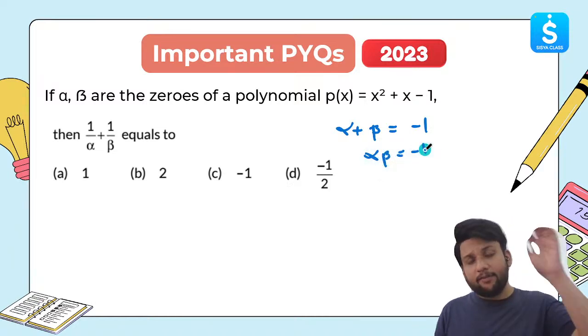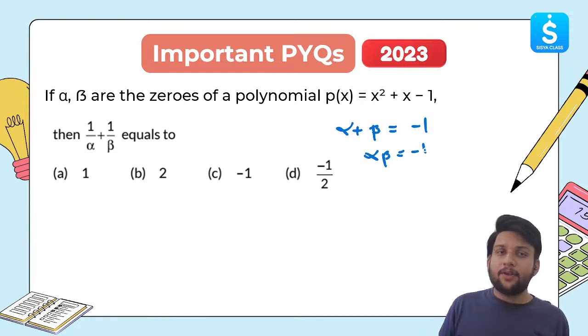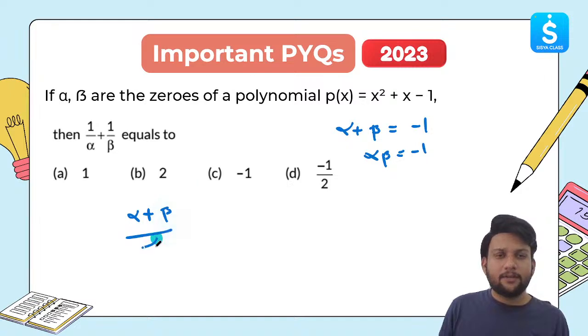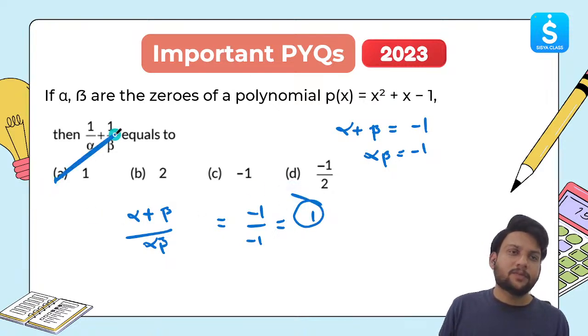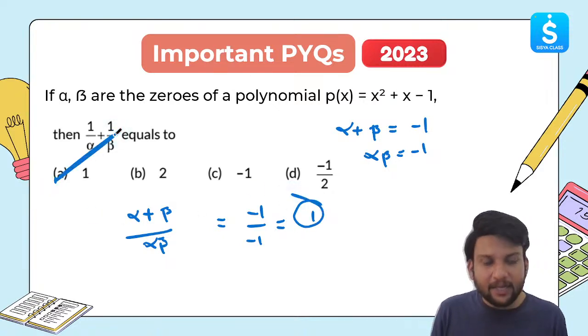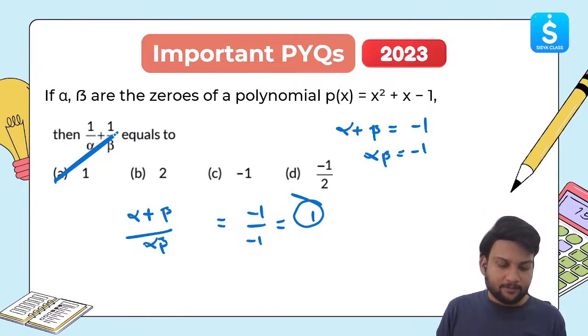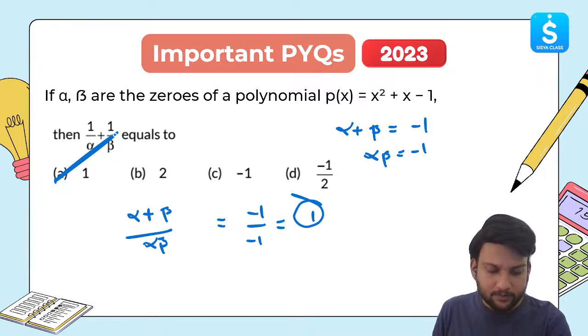So there we have it. We have the value of alpha plus beta, and we have alpha beta also. What you have to find is the value of 1 by alpha plus 1 by beta. I can simply write this as alpha plus beta over alpha beta. Now what is the value of alpha plus beta? Minus 1. What is the value of alpha beta? Minus 1. Minus 1 by minus 1, I will get the answer as 1. So which is the correct option? Option A. Clear? Up till now, very clear. Yes or no? Okay, great.